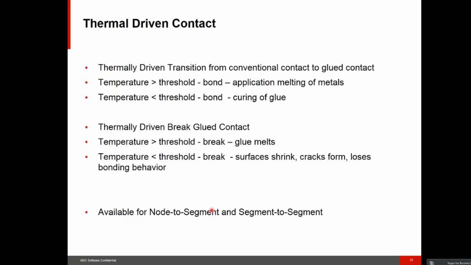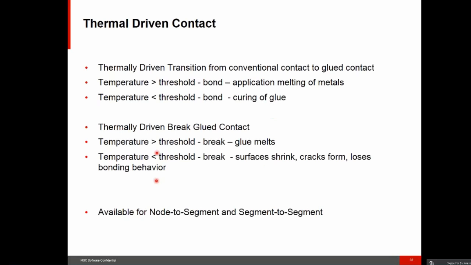And there really are two cases. One is where we want to go from conventional contact to glued contact. So you can think about I'm doing some welding operation, or I'm melting two materials together. I heat to a particular temperature and I want to bond these together. Or you might think about the opposite case, that initially things were hot, at high temperature, and then the temperature went below a particular temperature, so effectively the glue hardened, and then I would basically say it's bonded.